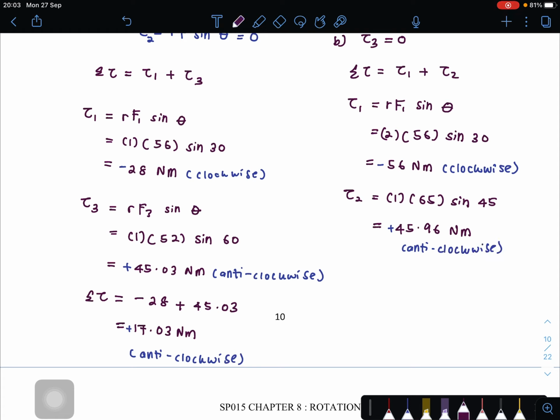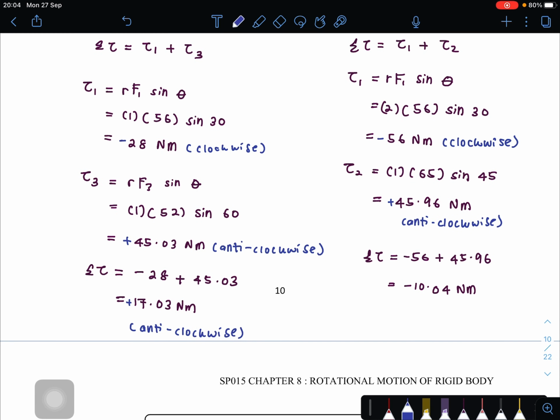And then we just add negative 56 plus 45.96. So you will get negative 10.04 Newton meter, which is clockwise. Since it is negative, it is clockwise.